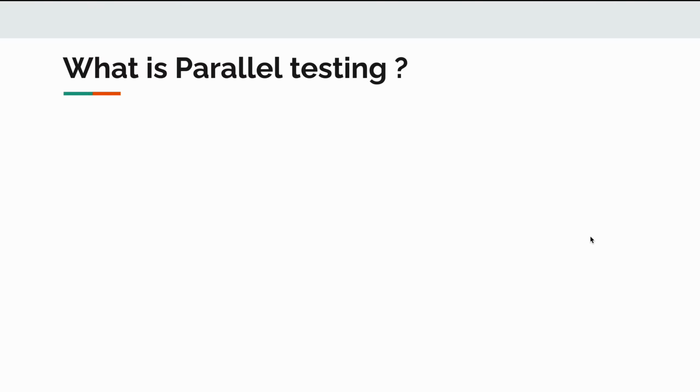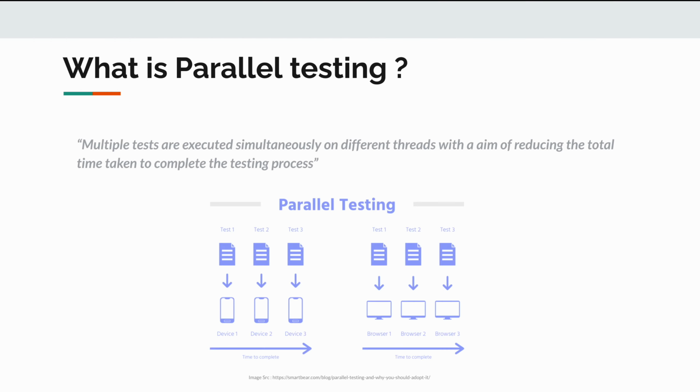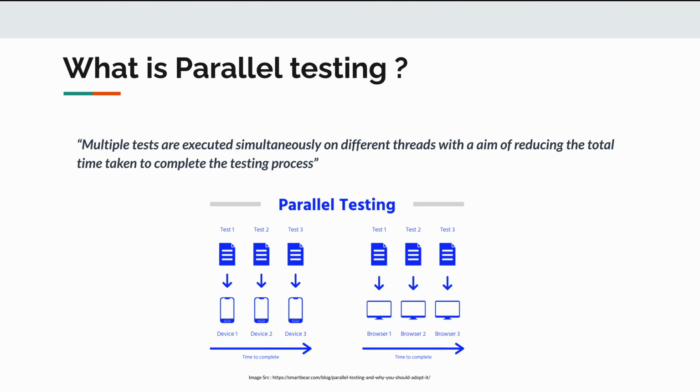Hello everyone. Today we will learn about parallel testing and see how we can implement parallel testing using TestNG. So, what is parallel testing? Parallel testing is a software testing technique in which multiple test cases are executed simultaneously on different threads, with the aim of reducing the overall time taken to complete the testing process.